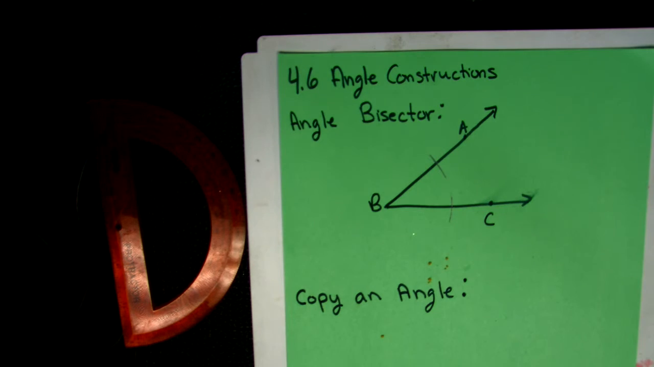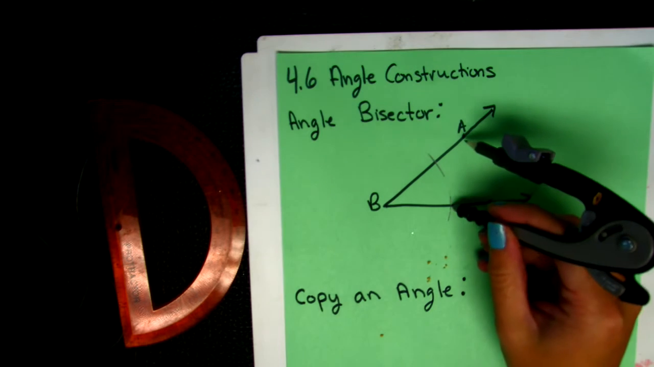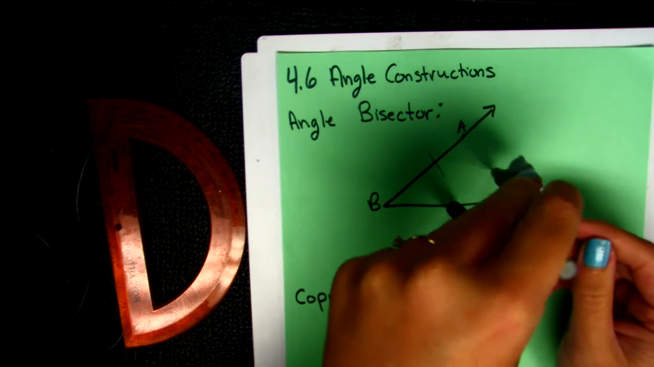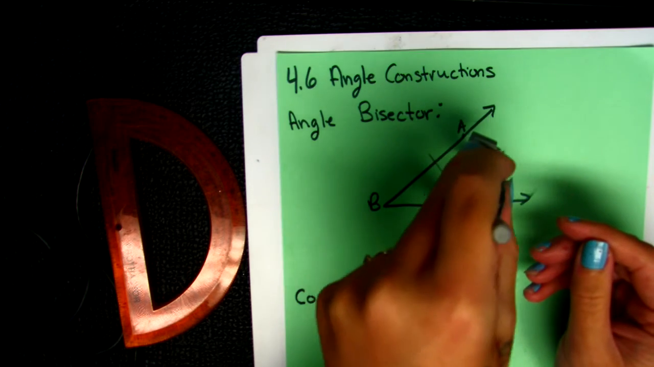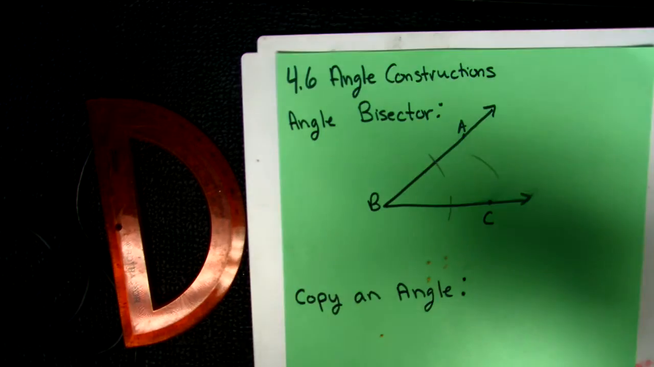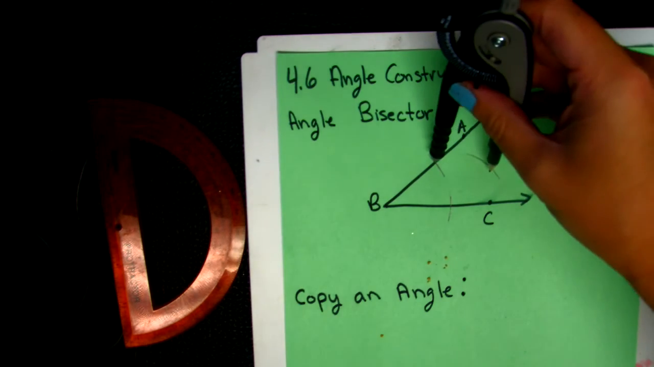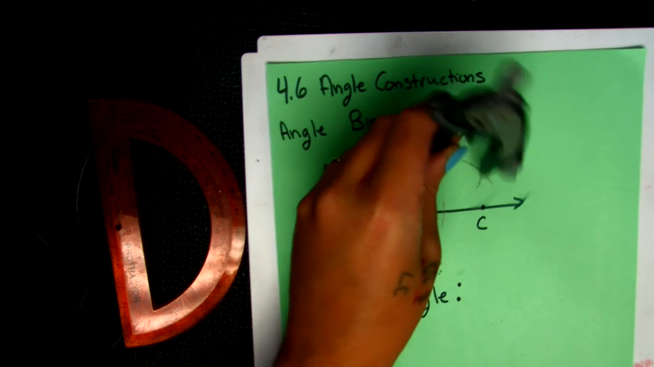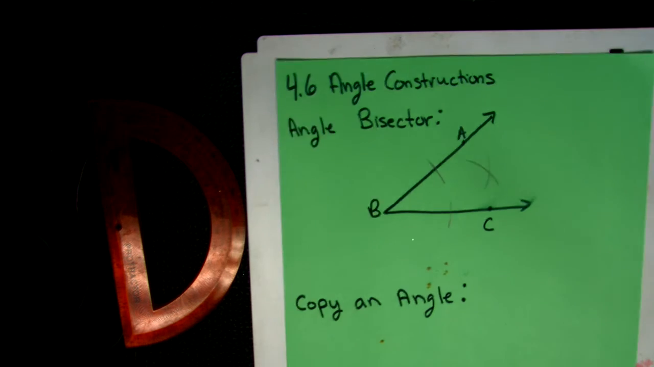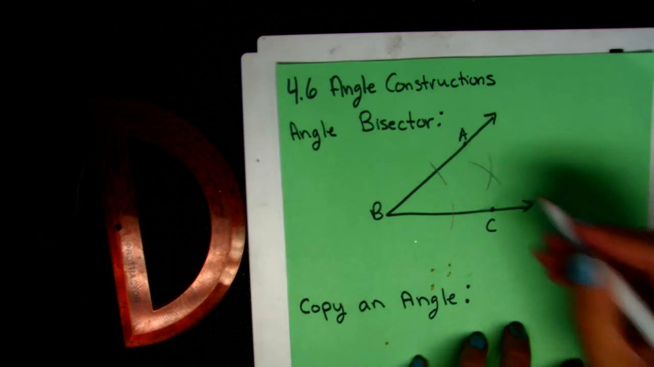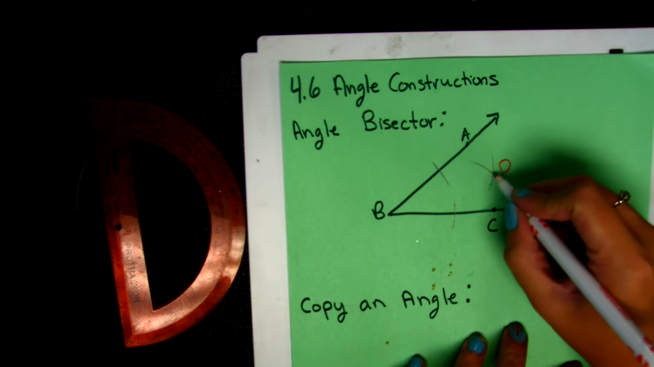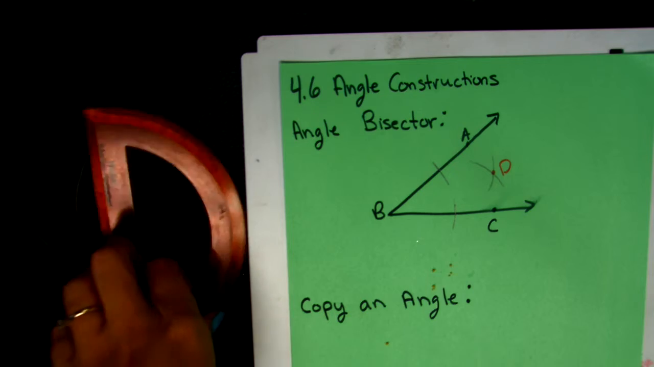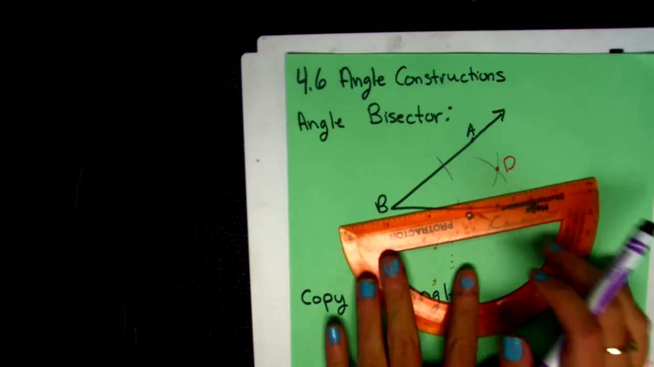So here is my point on the intersection that I just made. I'm going to make an arc in the interior of the angle, which is here. And then without changing the width, I'm going to put the point on the other intersection and make another arc. The point of intersection where those two new arcs cross is going to be called point D. Then I'm going to connect my vertex with that point D using a straight edge.